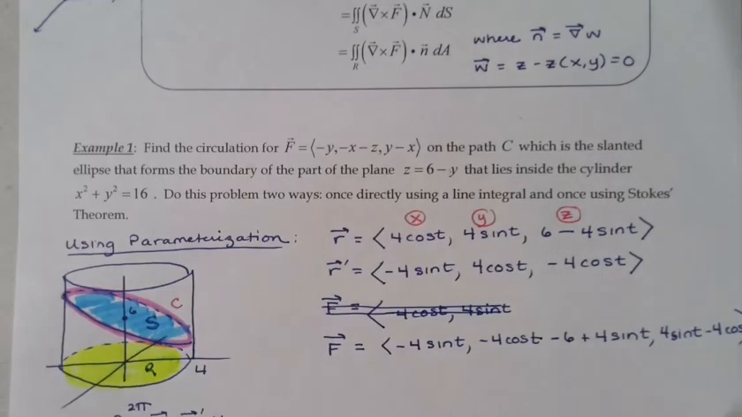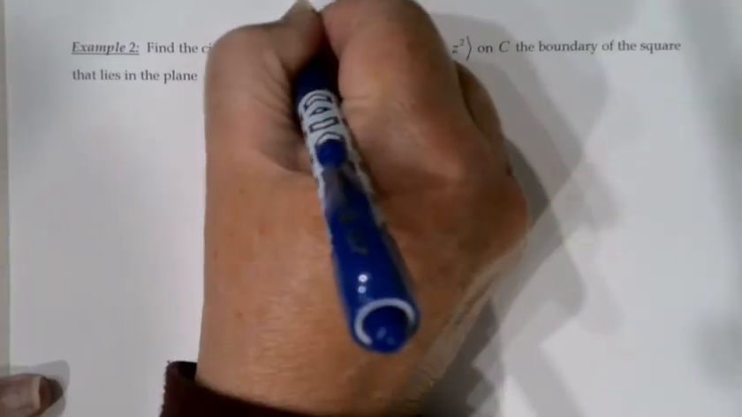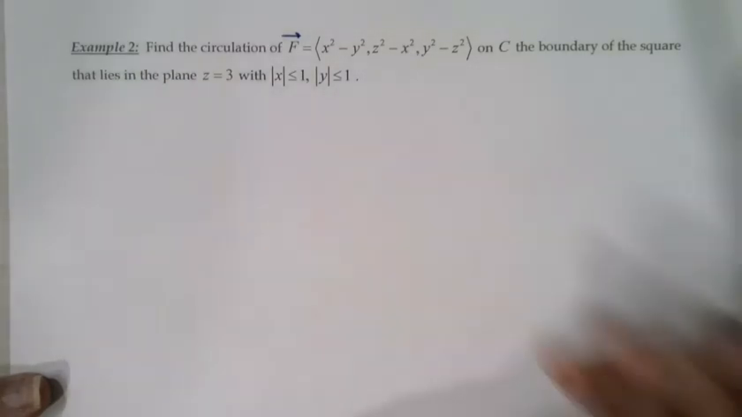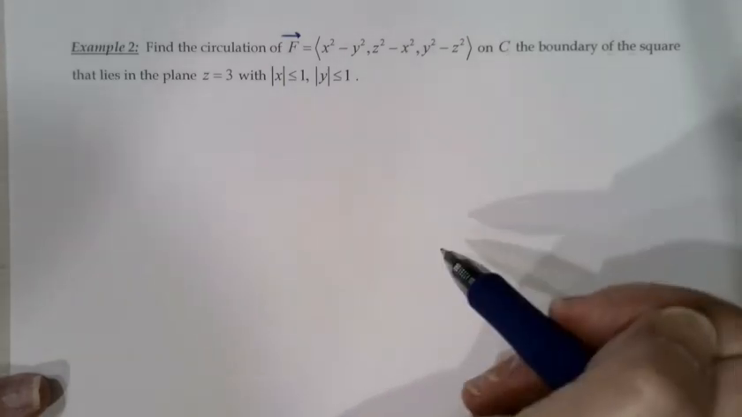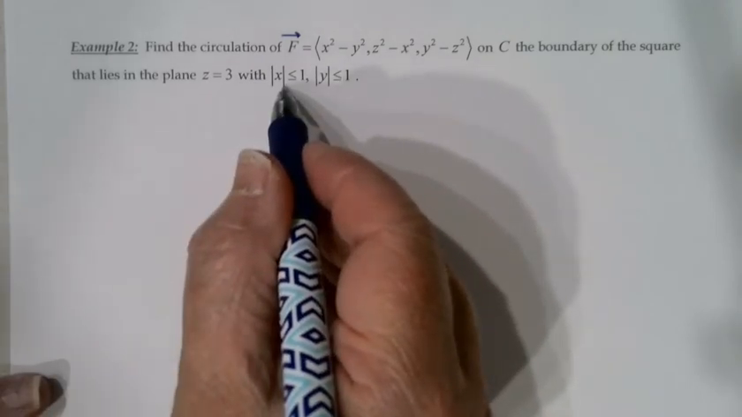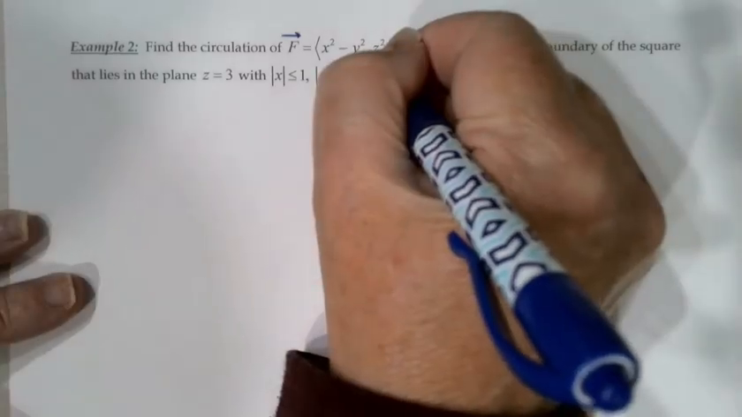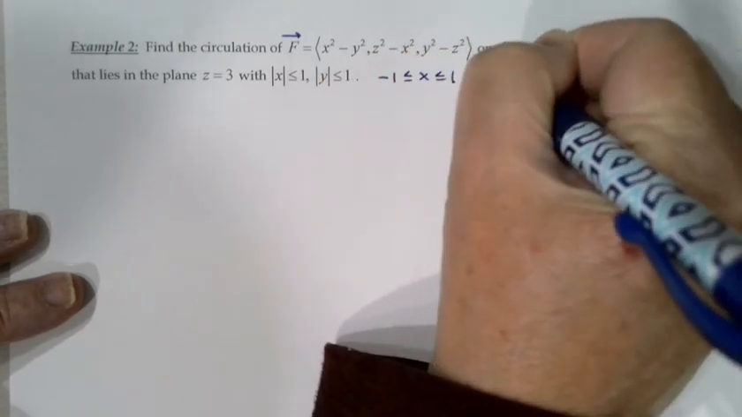All right, so to wrap up this section, we'll look here at example 2. We want to find the circulation of the vector field f, x squared minus y squared, z squared minus x squared, y squared minus z squared, on the curve C, where C is the boundary of the square that lies in the plane z equals 3, where the absolute value of x is less than or equal to 1, and the absolute value of y is less than or equal to 1. Notice that's just a shortcut way of saying x is between -1 and 1, and y is also between -1 and 1.